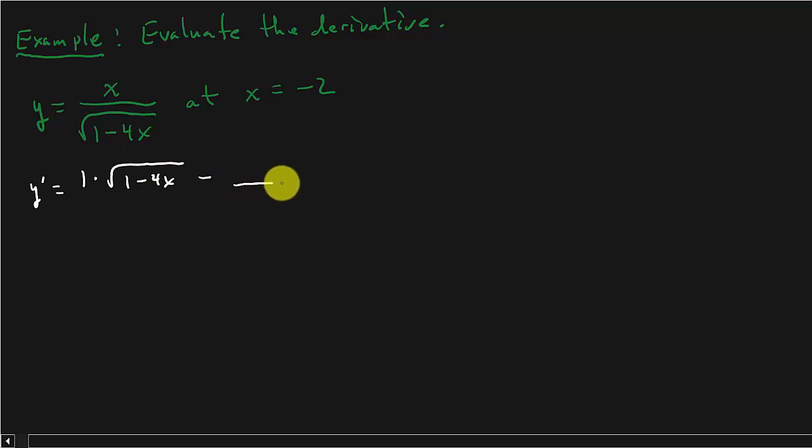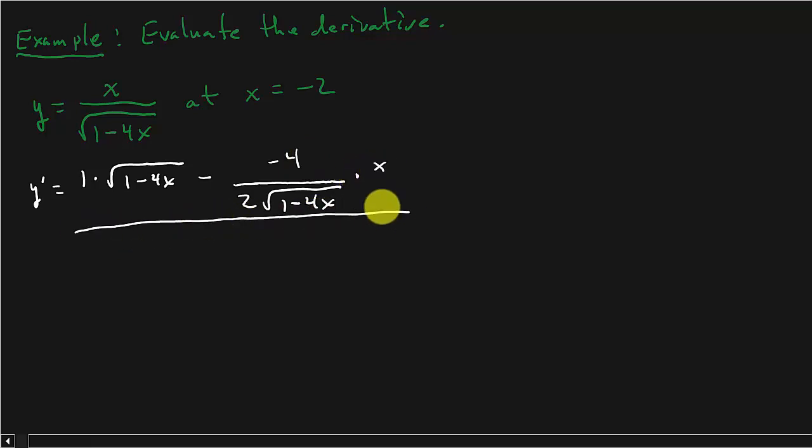Now look, remember what I showed you. 2 square root 1 minus 4x. That always goes on bottom. I'm taking the derivative of the denominator first. And then what goes in the numerator? The derivative of what's underneath the square root. And then that's times x. And this is all over the square root of 1 minus 4x squared.